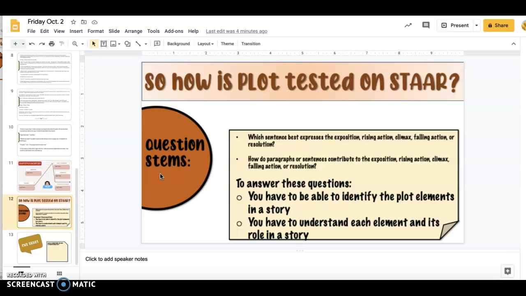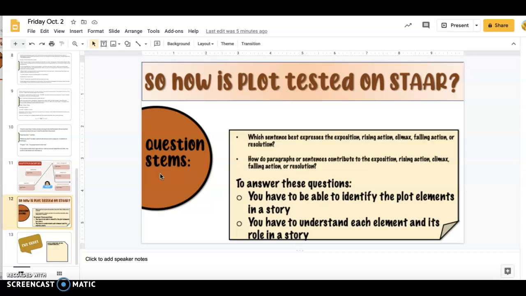You also need to understand the plot elements, like the exposition. What is the role of the exposition? What's its purpose in the beginning of the story? Why do authors include expositions in their story? Well, it's because it's the start of their story. They want to let the reader know who their characters are, what the setting is, and they're setting up their story. So it's super important that you know the different plot elements, you know their role, and you know how to identify it in a story.